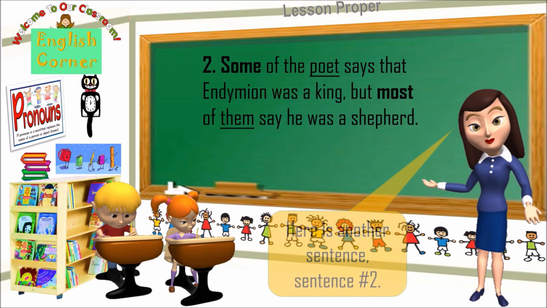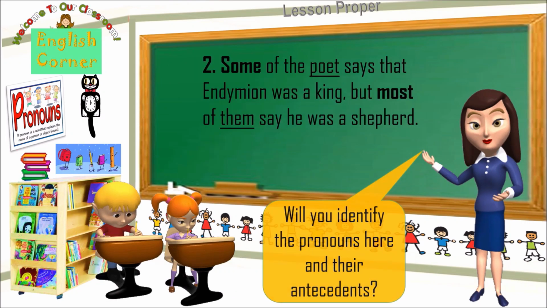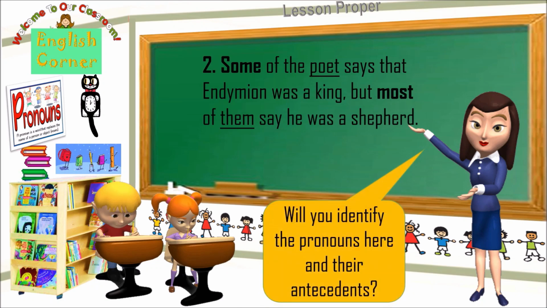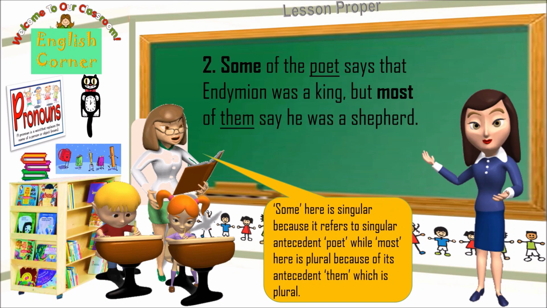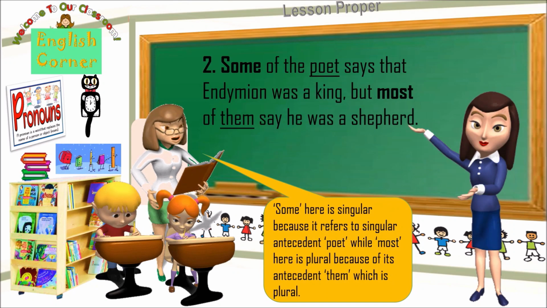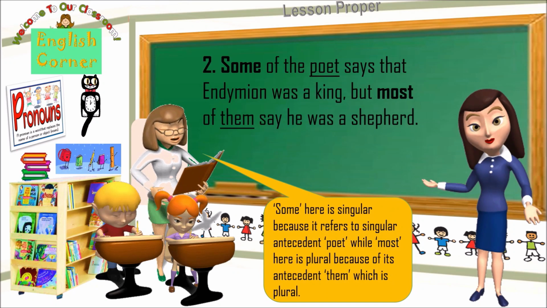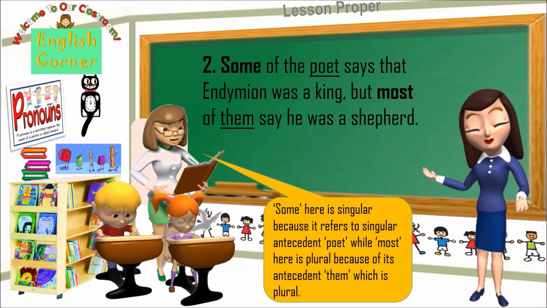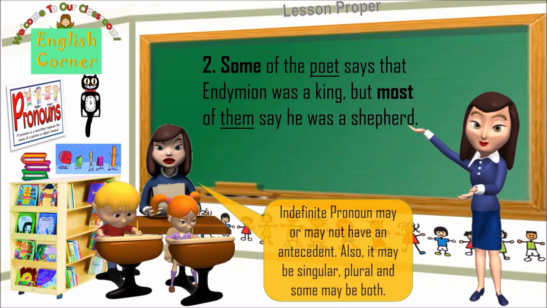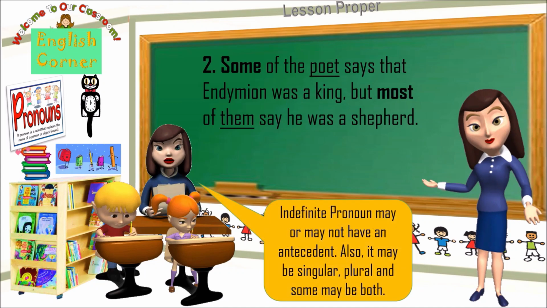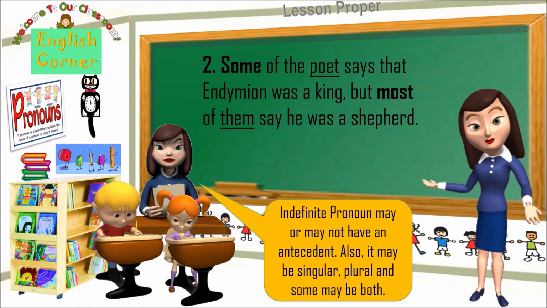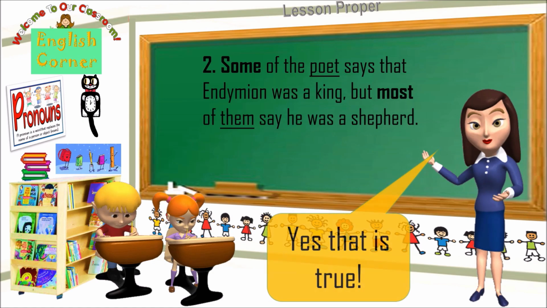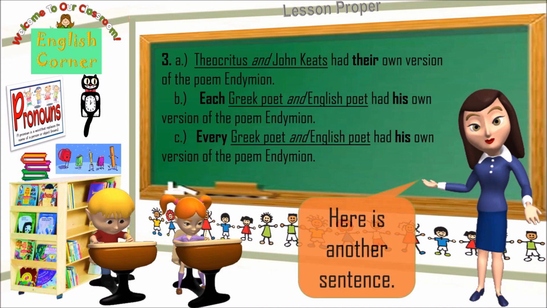Here is another sentence. Sentence number 2. Will you identify the pronouns here in this sentence and their antecedent? "Some" here is singular because it refers to the singular antecedent "poet," while "most" here is plural because of its antecedent "them," which is plural. An indefinite pronoun may or may not have an antecedent. Also, it may be singular, plural, and some may be both. Yes, that is true.